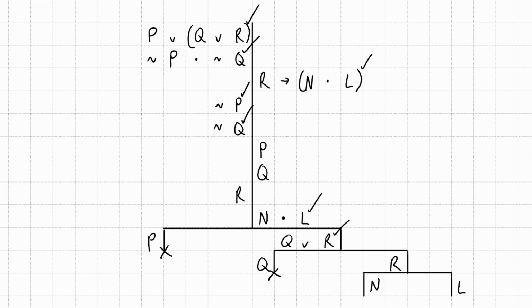Now all that's left is to decompose N and L. And there's only one path that we can decompose it on. And now that we've done that, we can see that we've decomposed all of our compound statements, and there are no contradictions on these two remaining paths. So they both get circles since they remain open. And we're done with our tree.